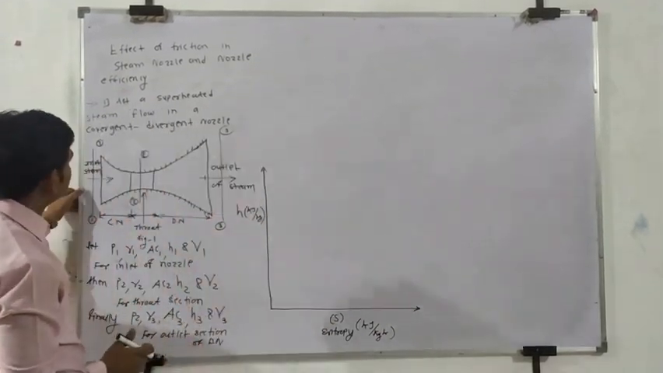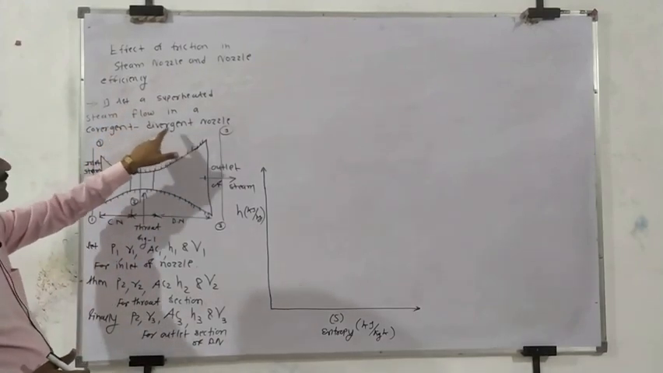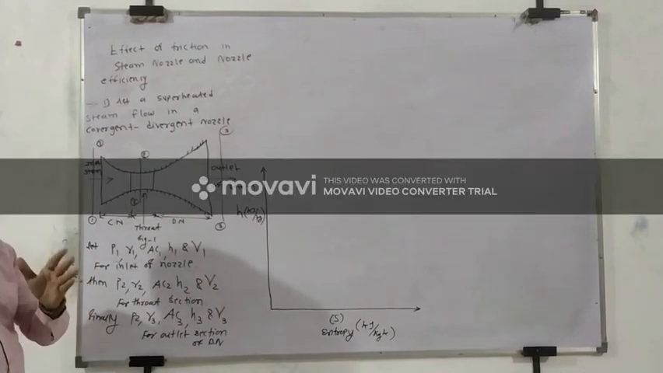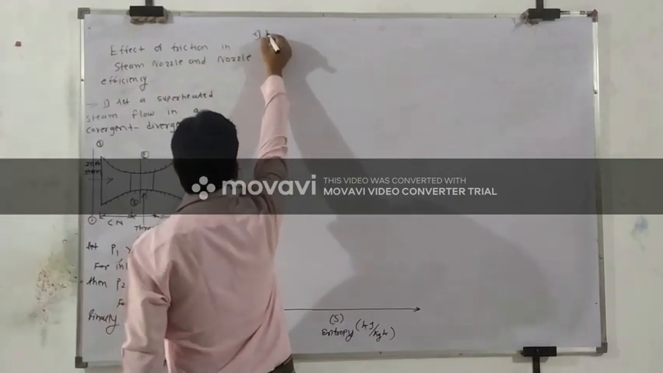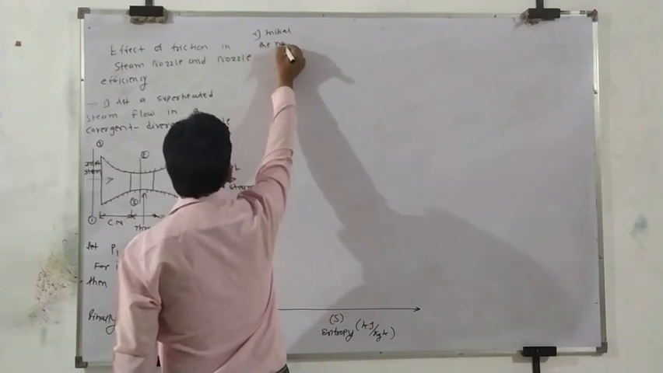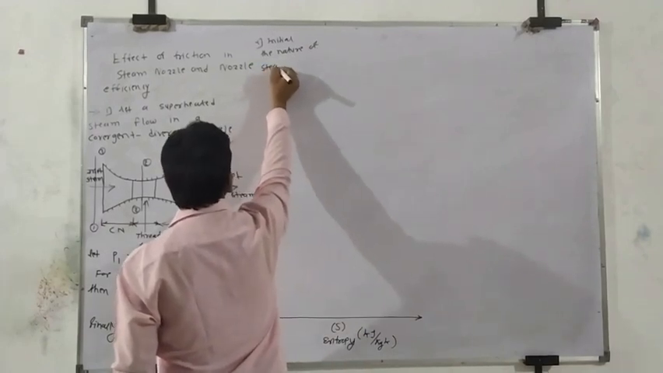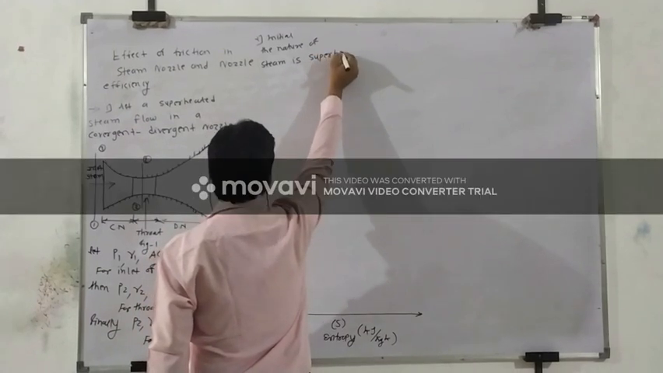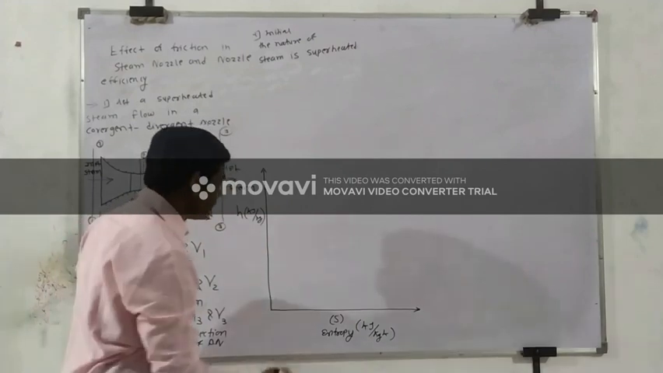So we know that initially, let a superheated steam flow in a convergent-divergent nozzle. Initially, what type of steam do we have? We have the superheated steam. So the initial nature of the steam is superheated. Yes or no? Yes. Okay.